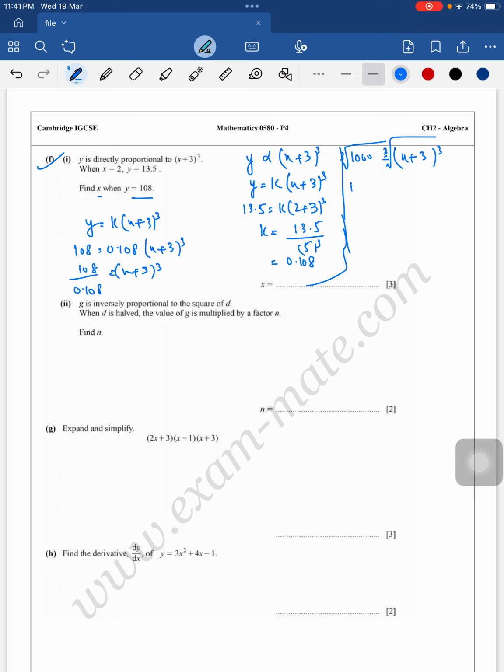Cube root of 1000 is 10. The cube cancels, so 10 is equal to x plus 3. So x is equal to 10 minus 3, that is 7. Clear?